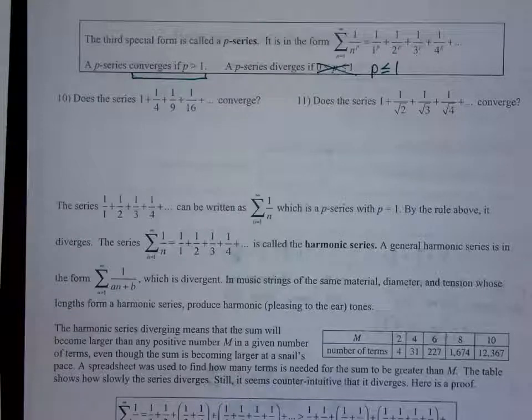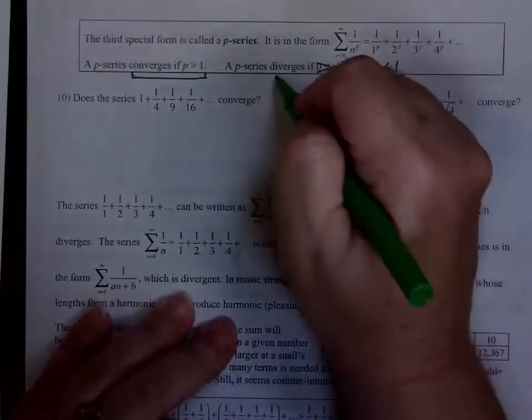But if P was negative, when you see something on the bottom of a fraction that has a negative exponent, where do you put it? On the top. So if I move something like n to the negative 2 that's on the bottom to the top, it'd be n squared. Now think about it. 1 squared plus 2 squared plus 3 squared plus 4 squared. Isn't that just getting bigger and bigger and bigger? Yes. So negative exponents will also diverge. So a P-series diverges if P is less than or equal to 1.